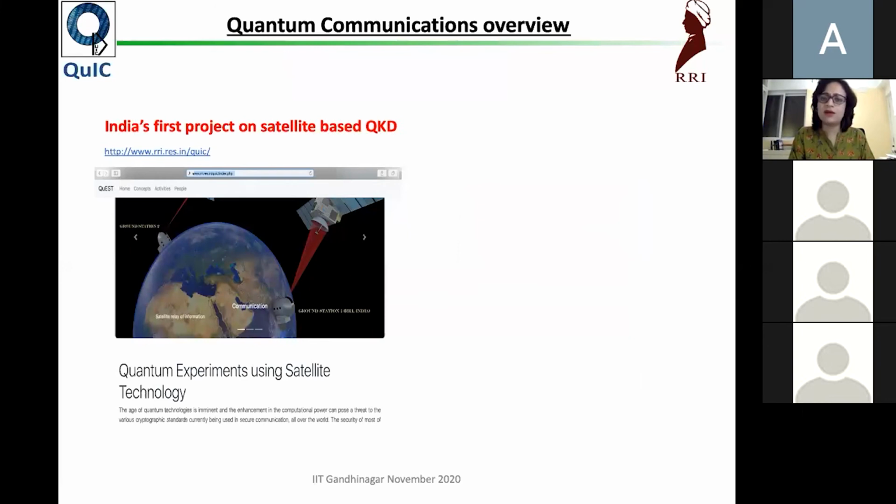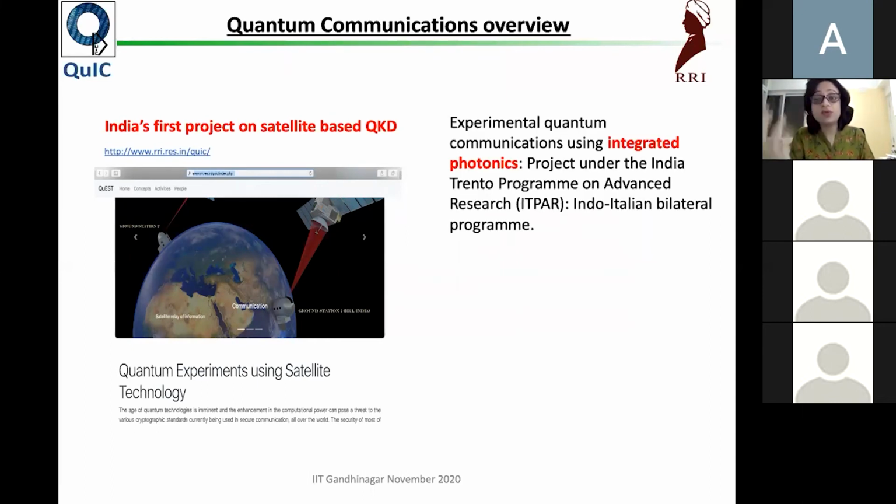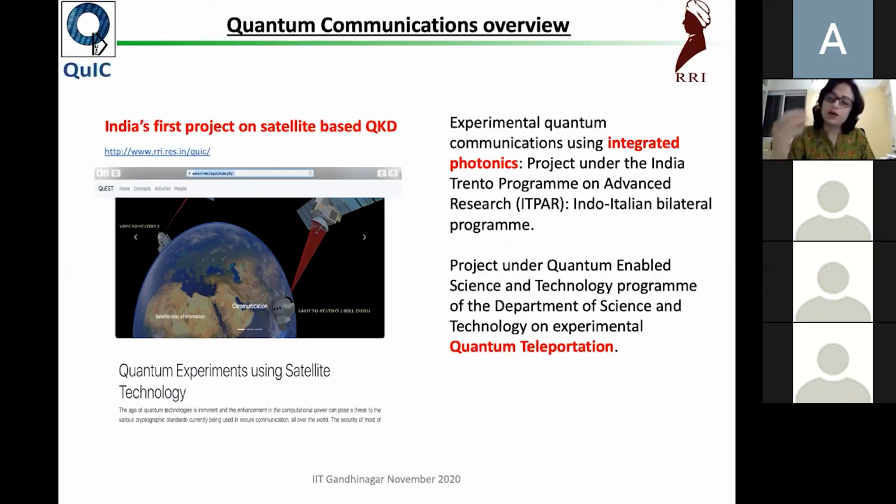And at our lab in RRI, we're working on several projects on quantum communications. We are working on long distance quantum communications, and India's first project on satellite-based quantum key distribution, which is quantum experiments using satellite technology. We are working on an integrated photonics-based quantum communication approach, where we are trying to have QKD on a chip. This is in collaboration with our Italian colleagues under the ITPAR program. We are also working on the DST quantum enabled science and technology program, and a project on quantum teleportation, which is another method of long distance quantum communication.